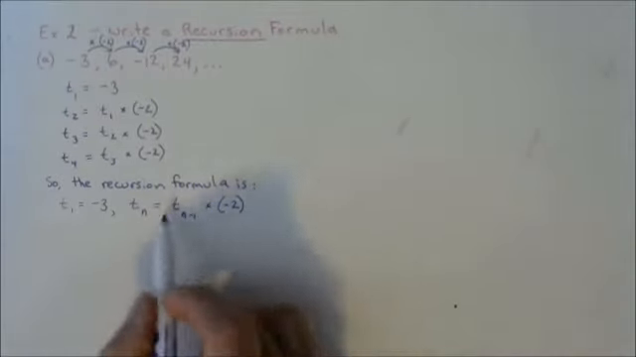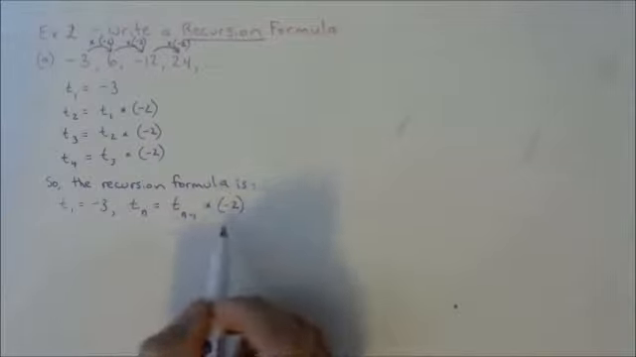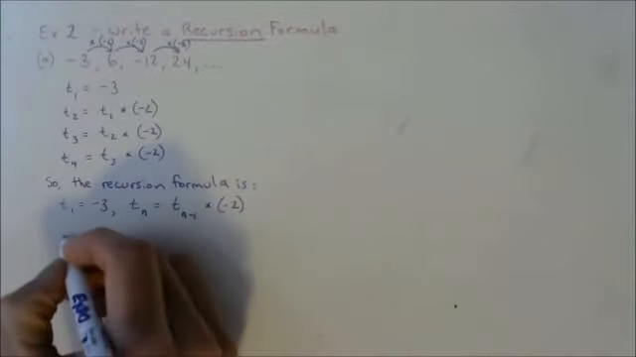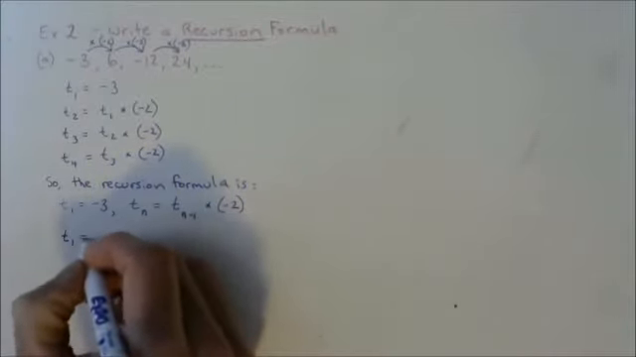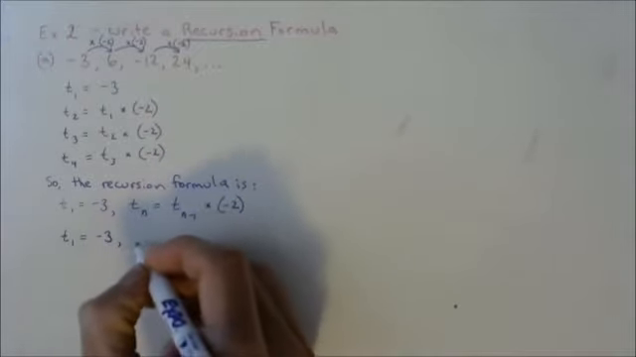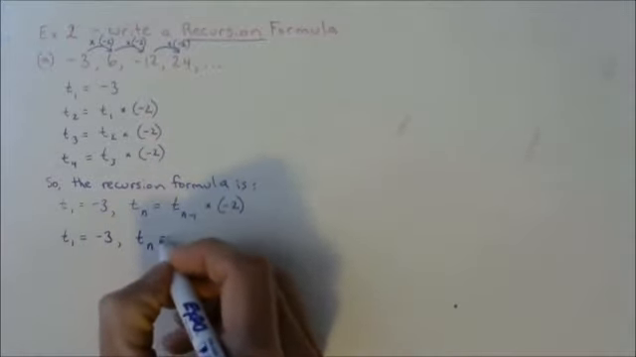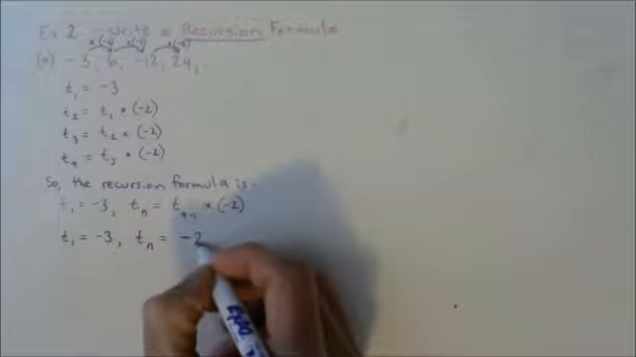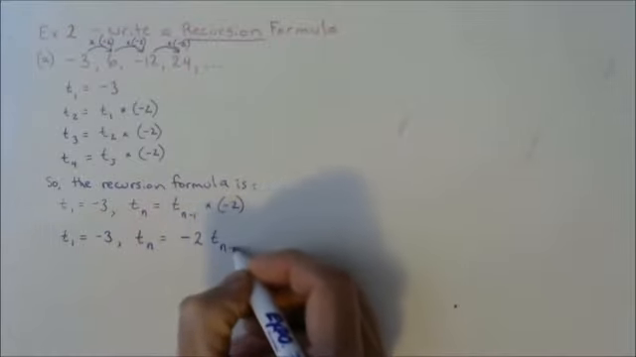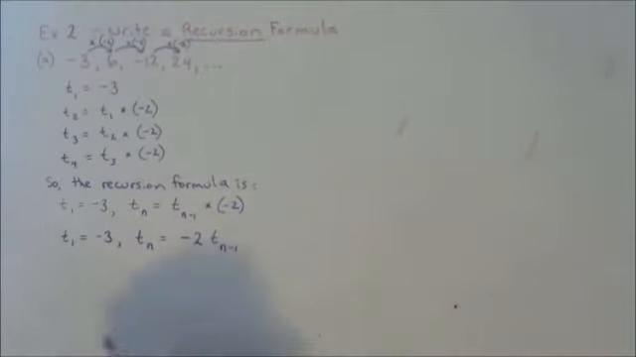Now you look at that and it looks kind of confusing. It's a pretty ugly way to write things in the world of algebra. So I'm actually going to rewrite that. First term is -3, and every subsequent term is simply -2 times its preceding term.